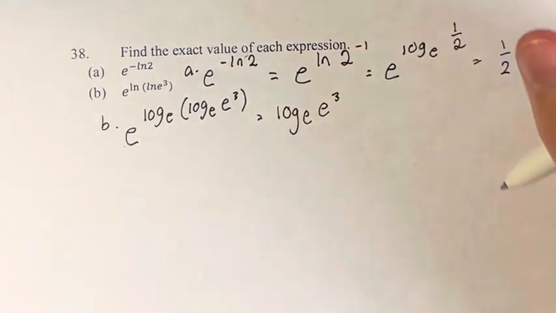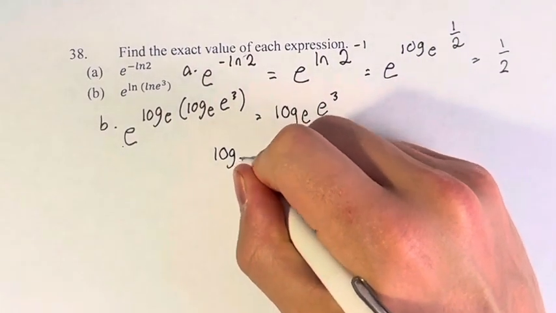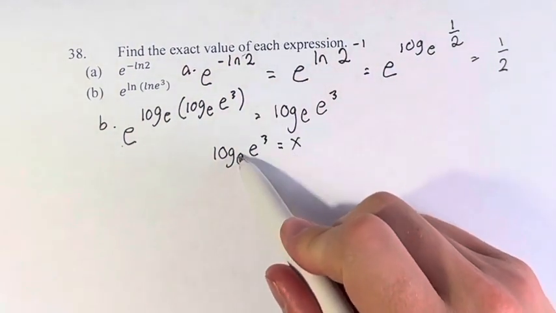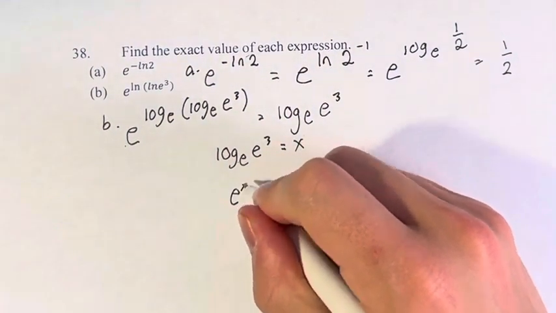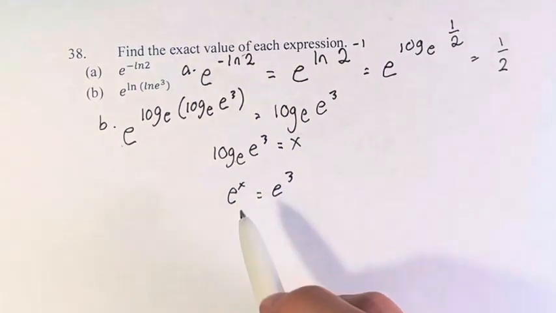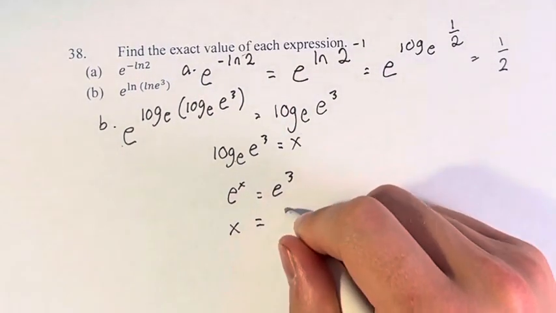Now we just have to solve this logarithm. If log base e of e cubed equals some number x, then we know that e to the x is equal to e cubed. The same base means the exponents have to be the same, and x equals 3.